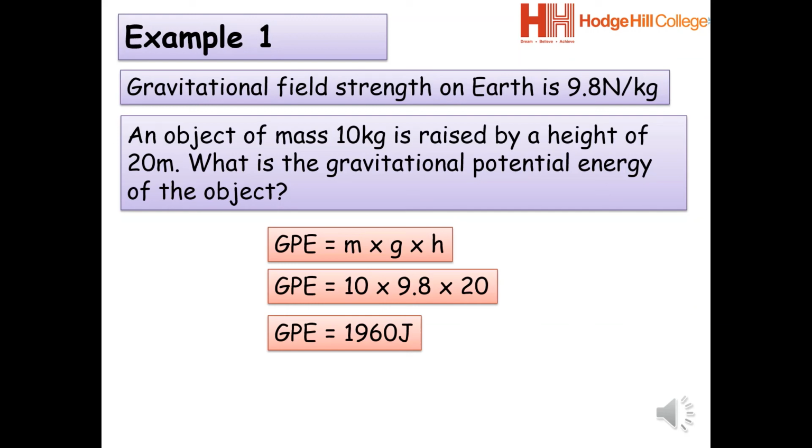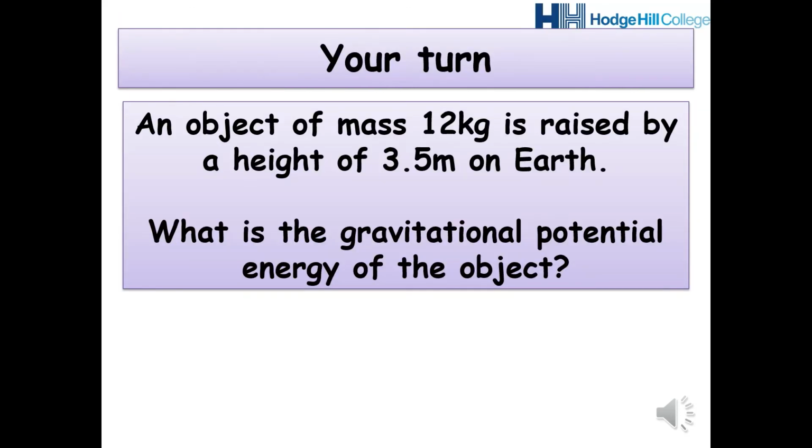On the next slide is a question for you to work through. Pause the video when you get onto the next slide and you can then work your way through that question. So your turn now then. An object of mass 12 kilograms is raised by a height of 3.5 meters and we're doing this on Earth. What is the gravitational potential energy of the object?